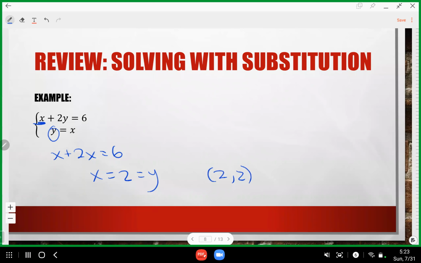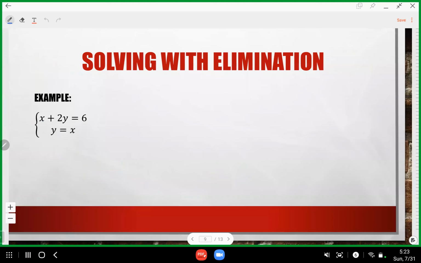So you have to decide for yourself what's the best method to use here. Should we use elimination or substitution? Right now we only know substitution, so it's the only thing we can use. But sometimes elimination is more efficient. That's why I'm teaching you both.